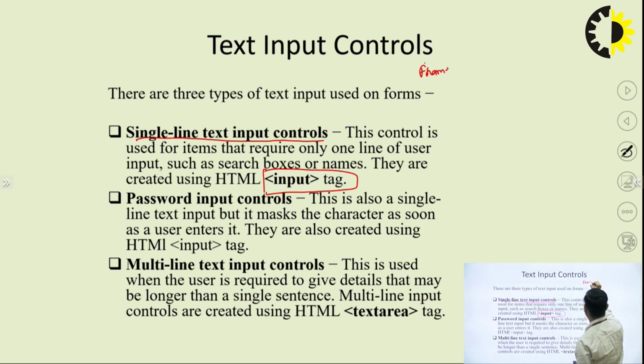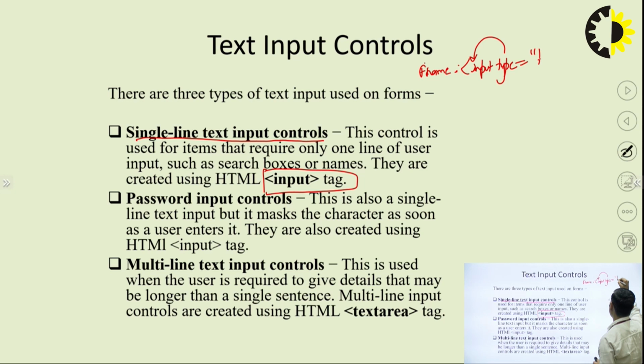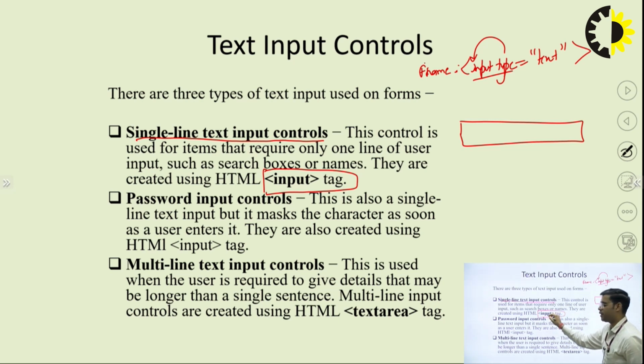First name. Suppose the user enters his or her first name, then first name using input type. And what is type? Type is an attribute of the input tag. So type is text. This box is created using the input type text. So using the input tag, we can create this type of box.